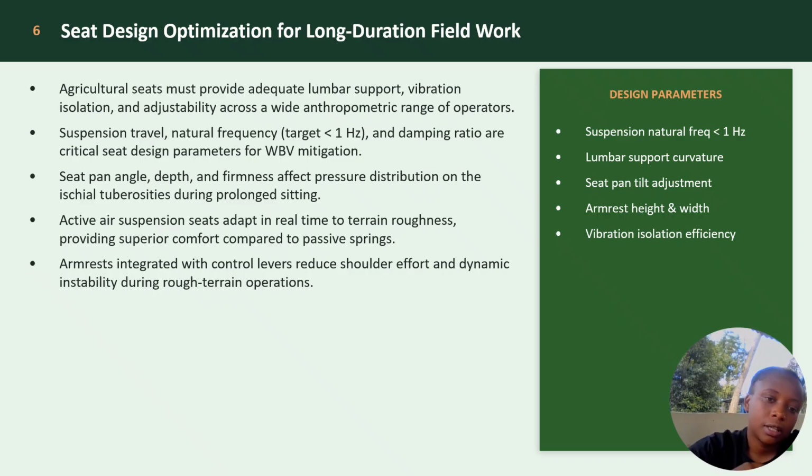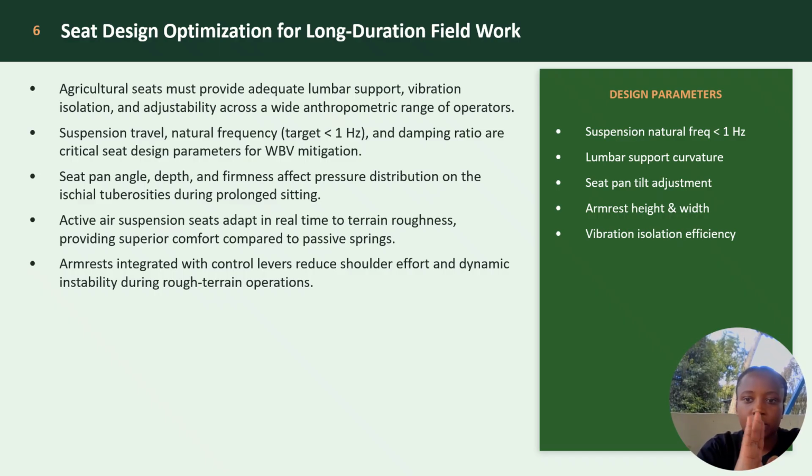The third one is seat pan angle, damping, and firmness, which affect the pressure distribution on the ischial tuberosity during prolonged sitting. The fourth one, active air suspension seats adapt in real time to terrain roughness, providing superior comfort compared to passive springs. The last one is armrests integrated with control levers, which reduce shoulder effort and dynamic instability for operators during rough terrain. Here are some parameters you can consider accordingly when you design something.